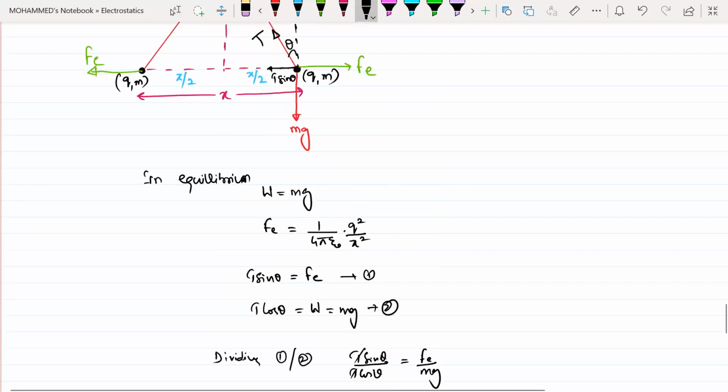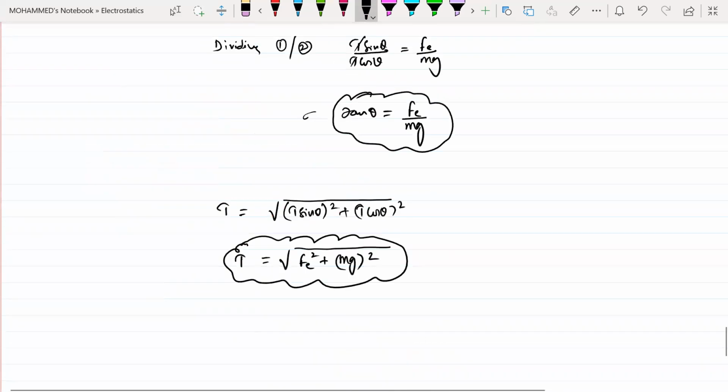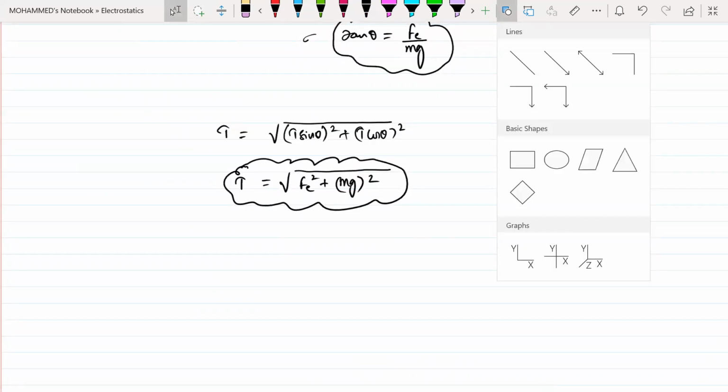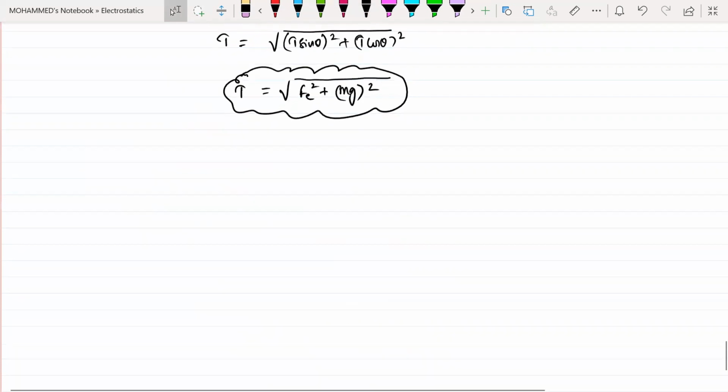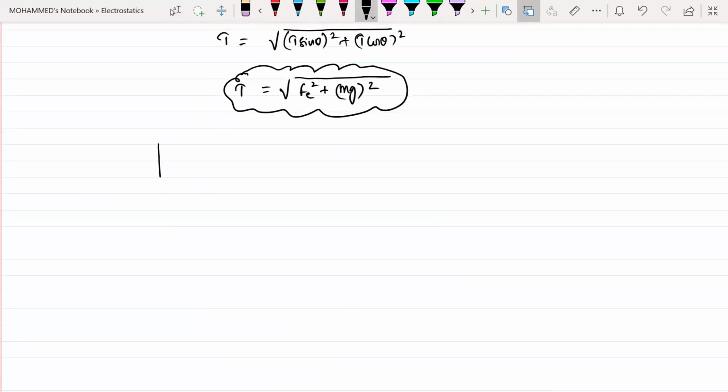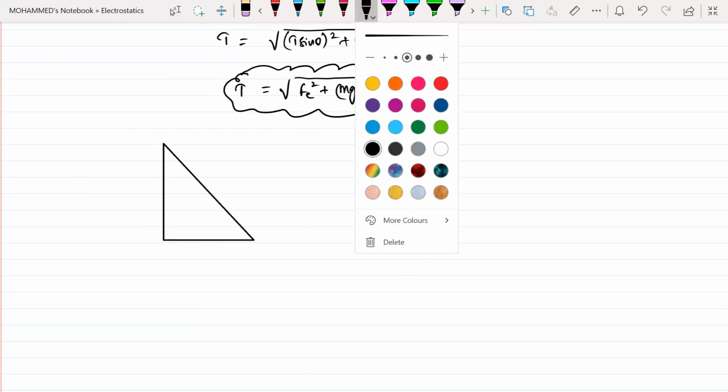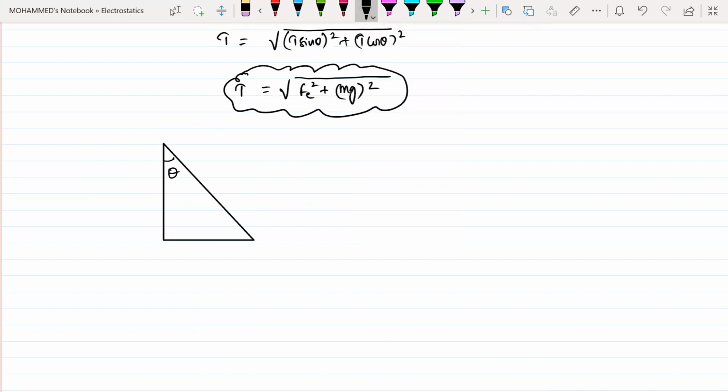Now if I take this diagram very carefully, here I'm drawing a part of a triangle. This distance is x by 2, and this is the length of the string, that is L. So obviously this distance will become the square root of L squared minus x squared divided by 4.